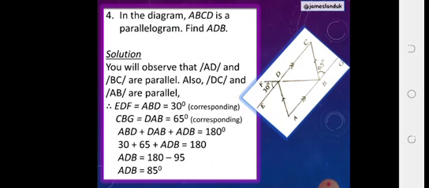If you look at it, we have that EDF equals ABD, that is angle 30 degrees, corresponding angles. We also see that CBG equals DAB, 65 degrees, based on corresponding angles. If you add the three angles together, ABD, DAB, ADB, you are going to get 180 degrees.